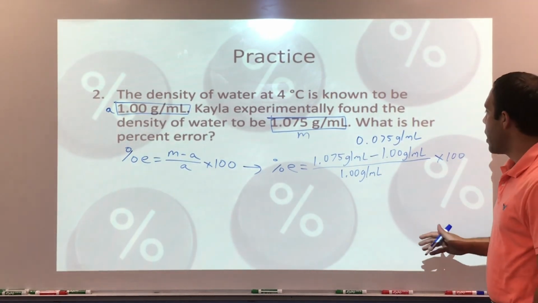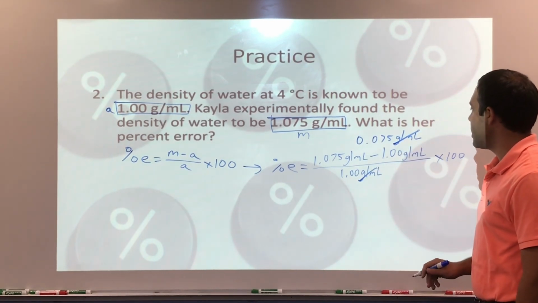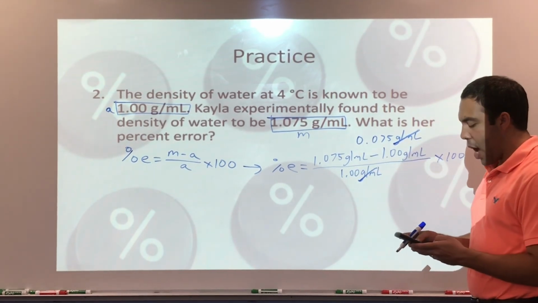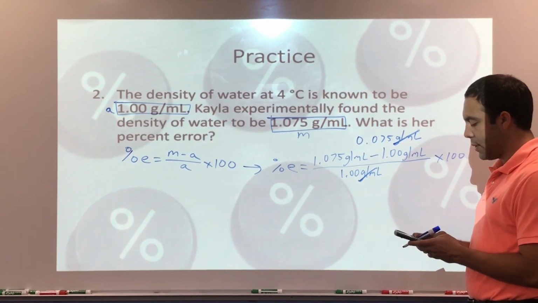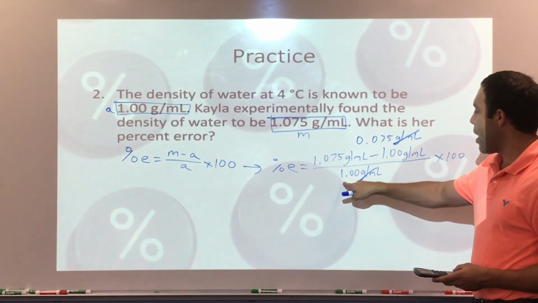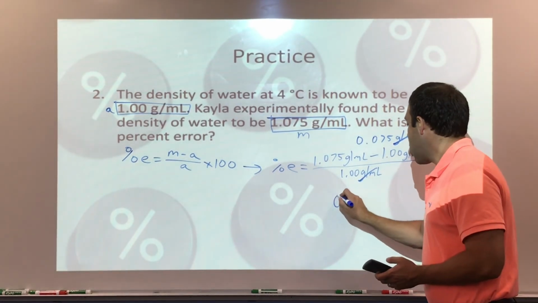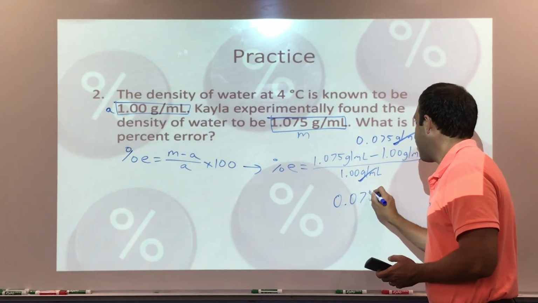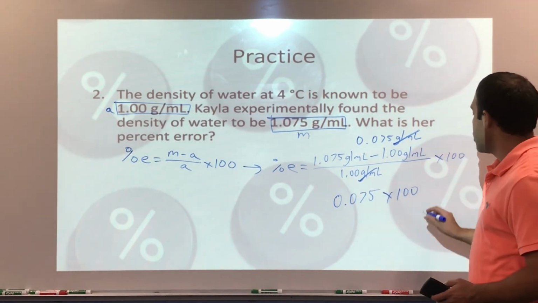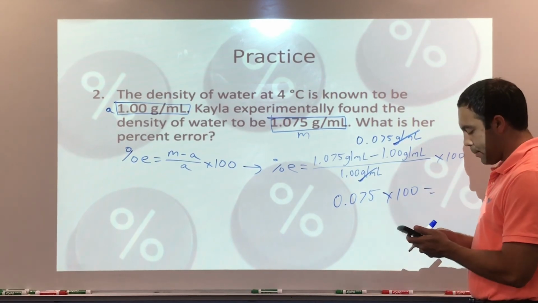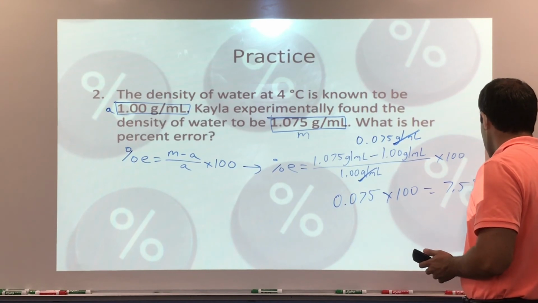Step 2, you're going to divide. The units cancel out. Grams per milliliter and grams per milliliter cancels out. You can plug that in your calculator, 0.075 divided by 1.00. But anytime you divide something by 1, it's going to be the same number. So of course we get 0.075 times 100. So our answer is going to be 7.5%.